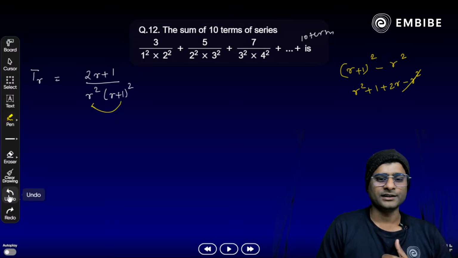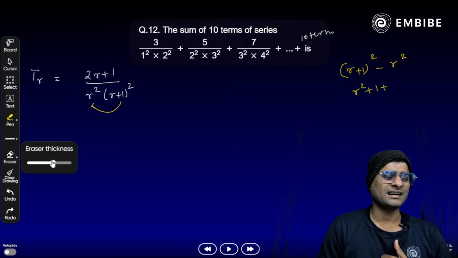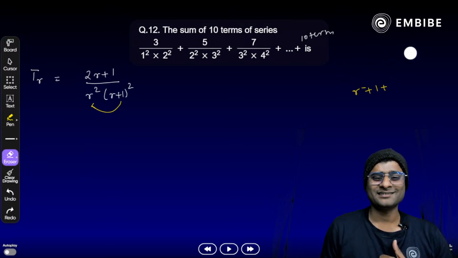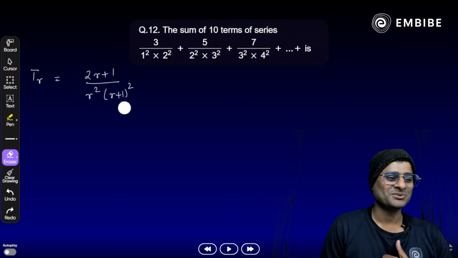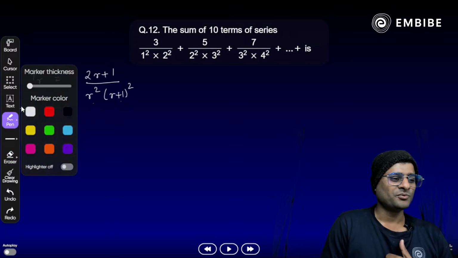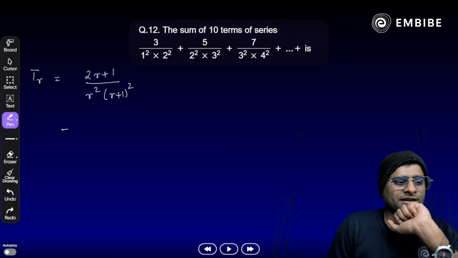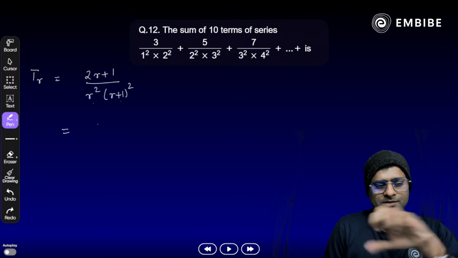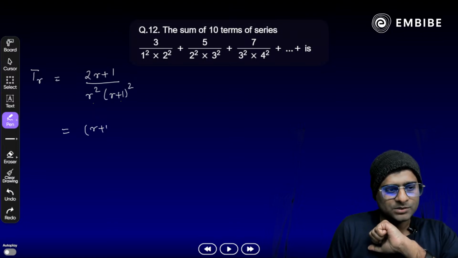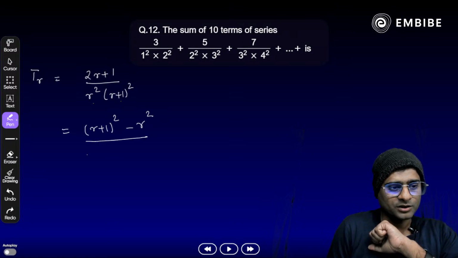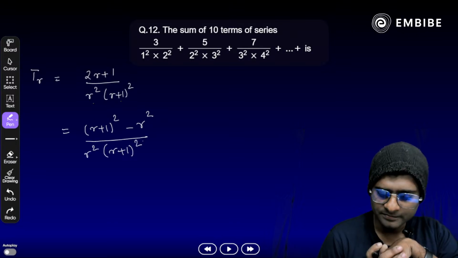So what we need to do here? सिंपल कैलकुलेशन है, काफी इजी कैलकुलेशन है. करना पड़ेगा या कर लोगे? Okay, करते हैं, no issue. So take a look here. Focus on the board here. So at the numerator, can we adjust 2r plus 1 as nothing but (r plus 1) whole squared minus r squared, and the whole divided by r squared (r plus 1) whole squared, like that.